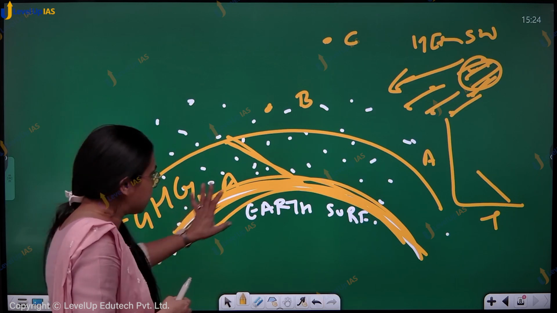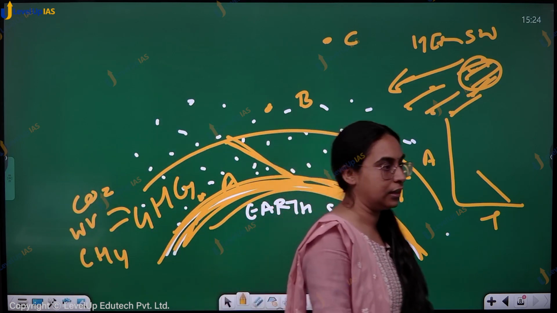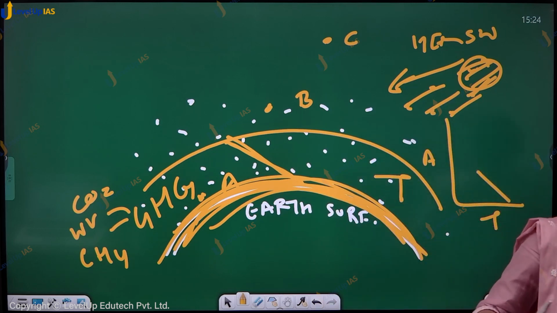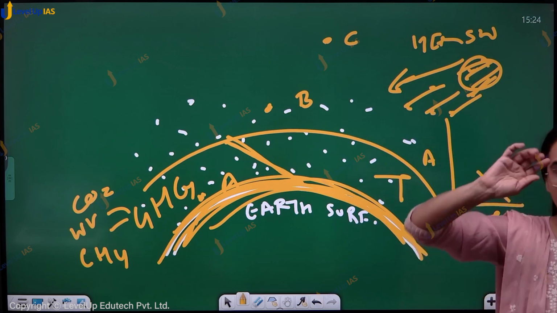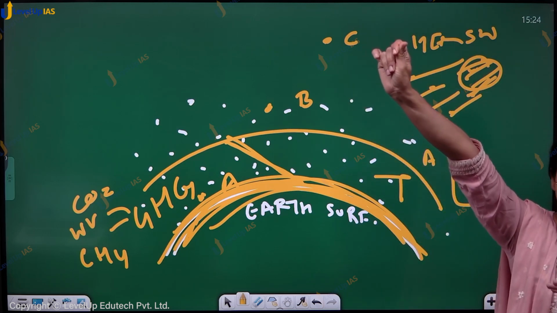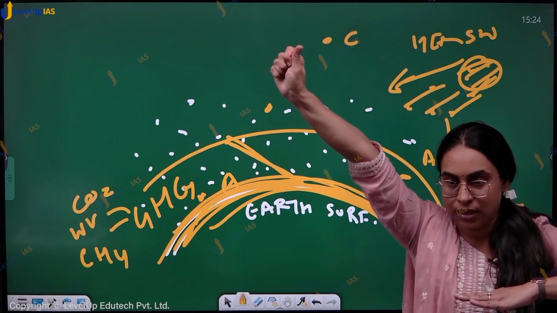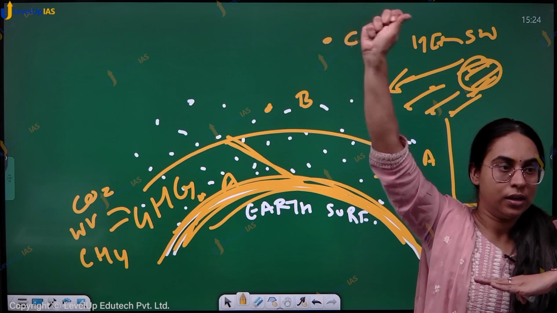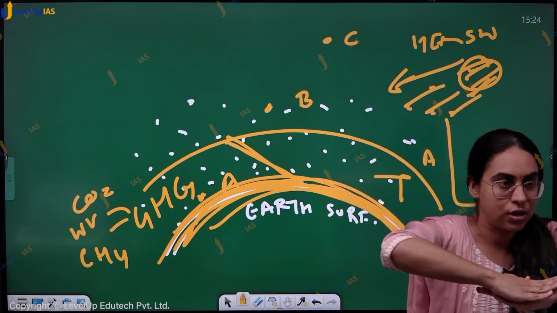So this is how your troposphere gets heated. Troposphere gets heated like this. तो क्या कर रहे थे? Heating of Earth's atmosphere. How does the atmosphere get heated? The atmosphere and the greenhouse gases in the atmosphere are transparent to the high energy incoming solar radiation, but they are opaque to the outgoing terrestrial radiation.